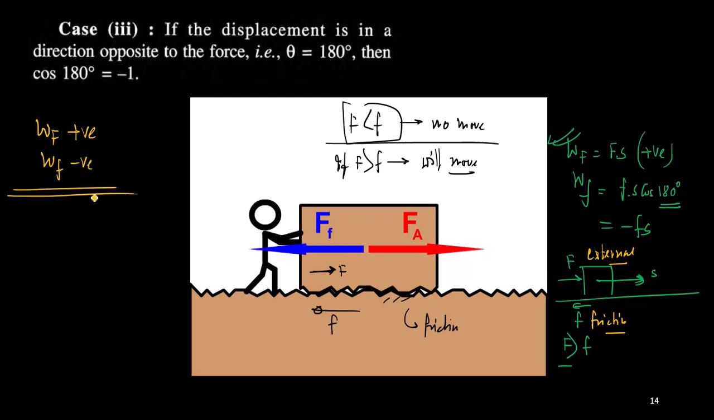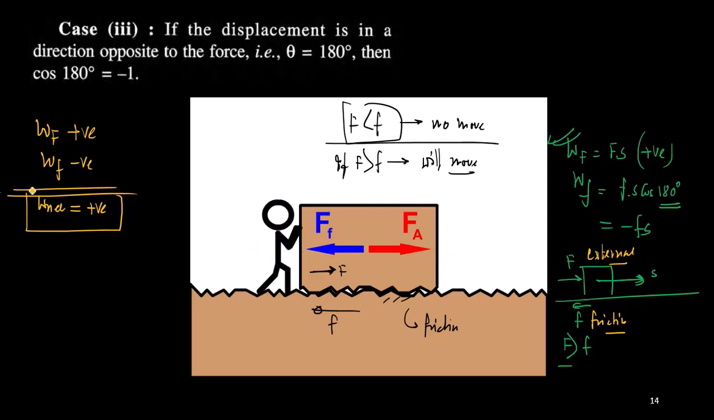If I add these two numbers, that will be the net work. The net work will become positive. And for that situation, you can say the velocity of the body will increase.